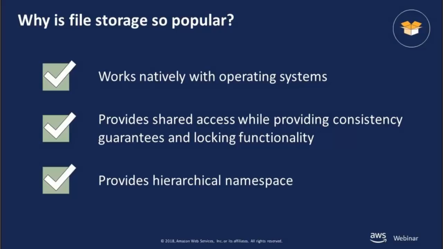So why is file storage then so popular? Well, it really works natively with operating systems. Operating systems rely on file systems in order to interact with the data in this hierarchy. It also provides shared access to data for consistency guarantees and locking functionality. Typically the data is shared with multiple clients, and it requires these consistency guarantees and locking functionality so that multiple clients can get access to that data and it can maintain its data integrity.